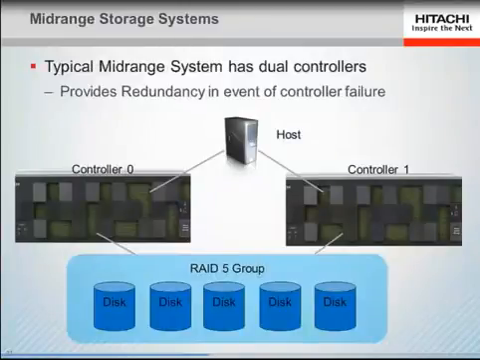So let's talk about the actual storage system architectures. Typically, a mid-range storage system would have 2 controllers. This provides redundancy in the case of a controller failure or a connectivity failure. So in this example, we have a RAID 5 group, and we have a controller 0 and a controller 1, and the host is connected to both. The RAID 5 group is connected to both. So with any connectivity failure, we still have access to our data.